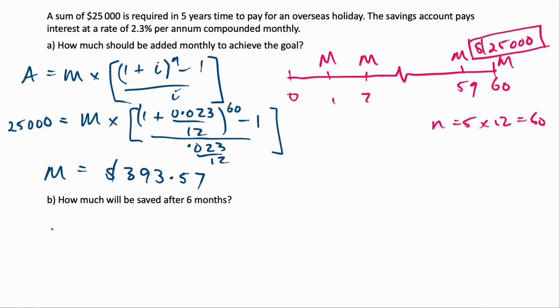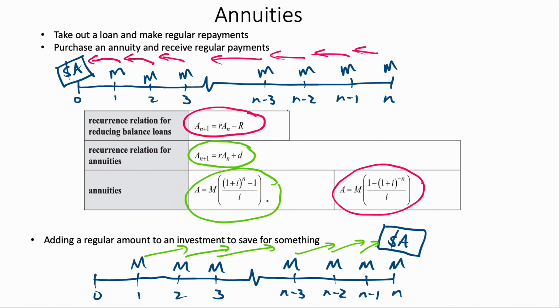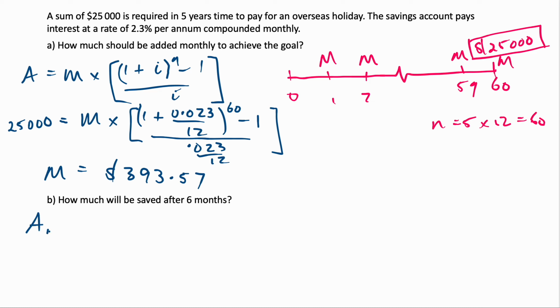Now we know that, we want to find out how much will be saved after 6 months. So notice this time we're just zooming in on a little portion of our timeline. So this is when the recurrence formula is going to be useful. The recurrence formula, remember, with the same one here when our payments are going forward, is the one with the plus D in it. So we're going to have A(N+1) equals R times A(N) plus D.